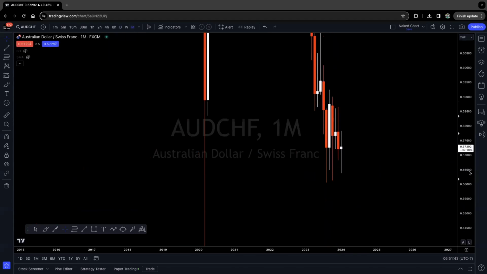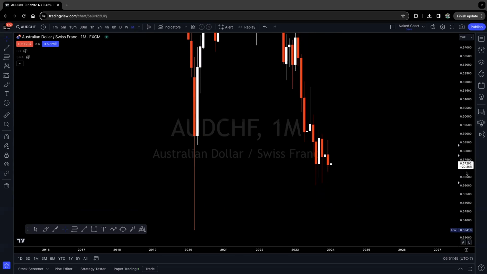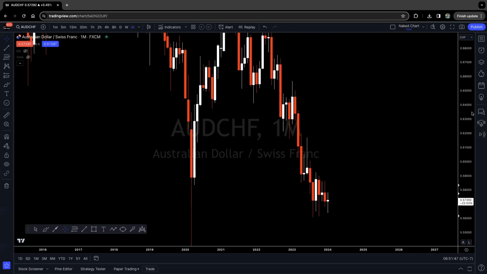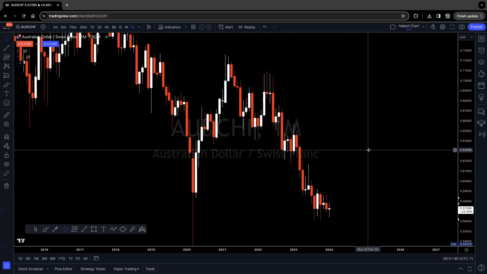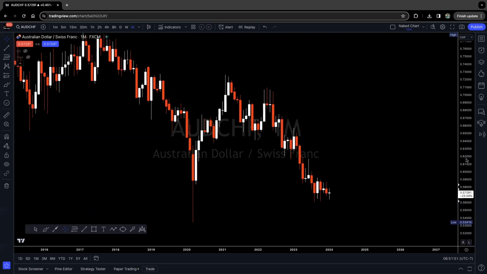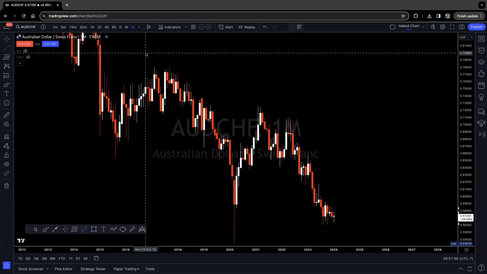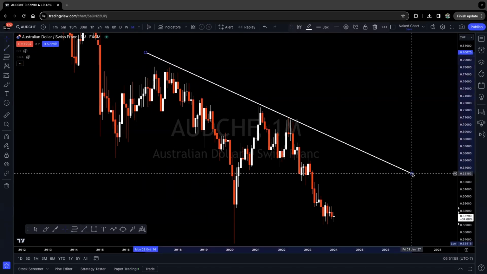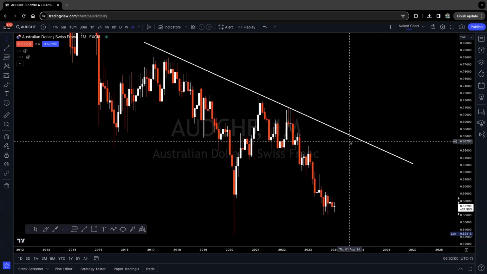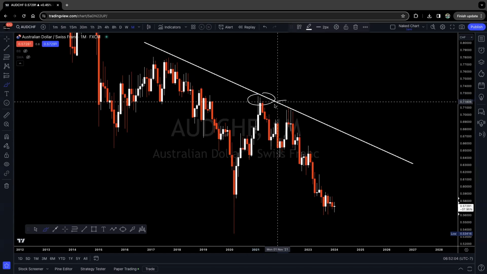I'm going to start out on the monthly time frame, and the reason why I want to start out on the monthly is because I always like to go out to the higher time frame so that I can see overall what is going on with this pair. So if we look at the monthly, we can see that Odd Chef is deeply bearish. It is trading in a healthy downtrend. You can see that we have a double top formation right here.